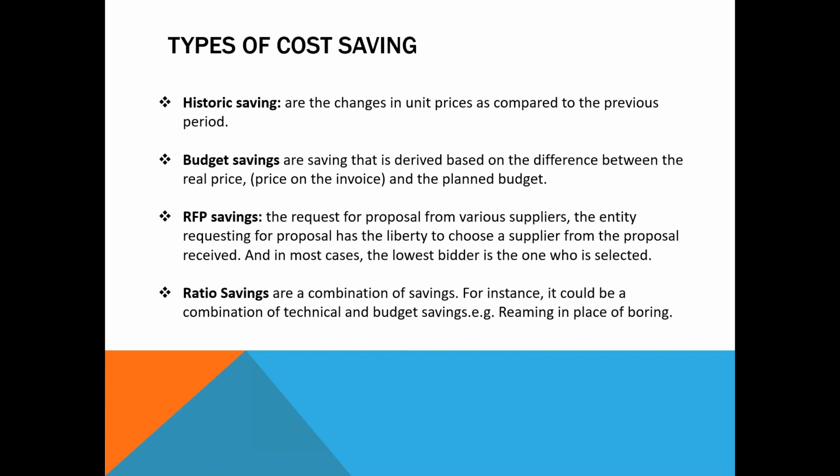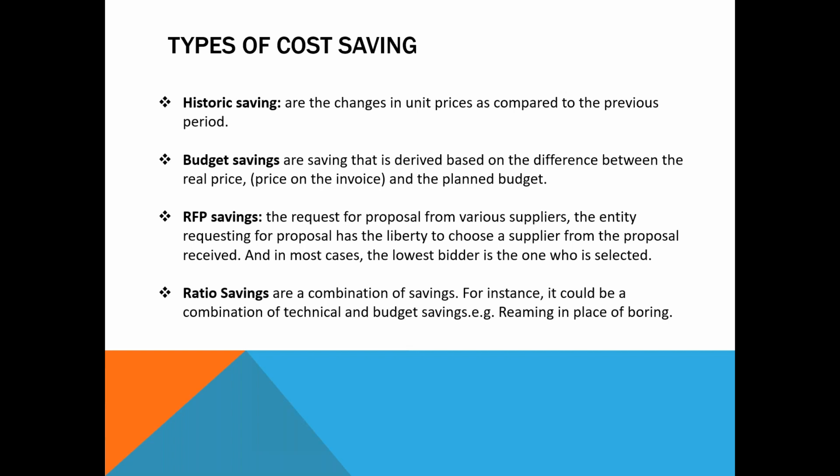Budget saving. Budget savings are those savings that are derived on the basis of the difference between the real price, that is the invoice price, and the budget price. Suppose the budget price of steel was 59,000 a ton, and I received the steel today at 58,000 rupees a ton. Then in this case, 59,000 minus 58,000 is 1,000 rupees per ton, which is my budget saving.